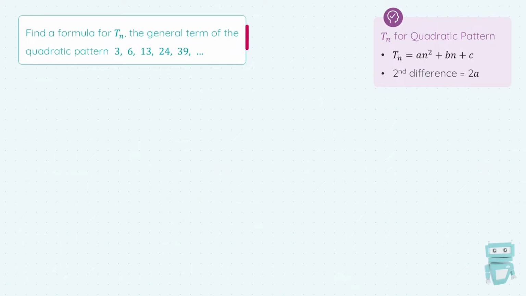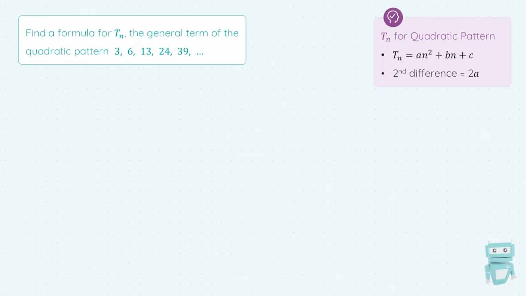I'm asked to find a formula for Tn, the general term of the quadratic pattern 3, 6, 13, 24, 39 and so on. So basically we want to come up with a formula here that gives us every term. For example, that'll give us term 1 equaling 3, term 2 equaling 6, term 3 equaling 13 and so on and so forth. We're looking for a formula that unlocks this entire pattern.